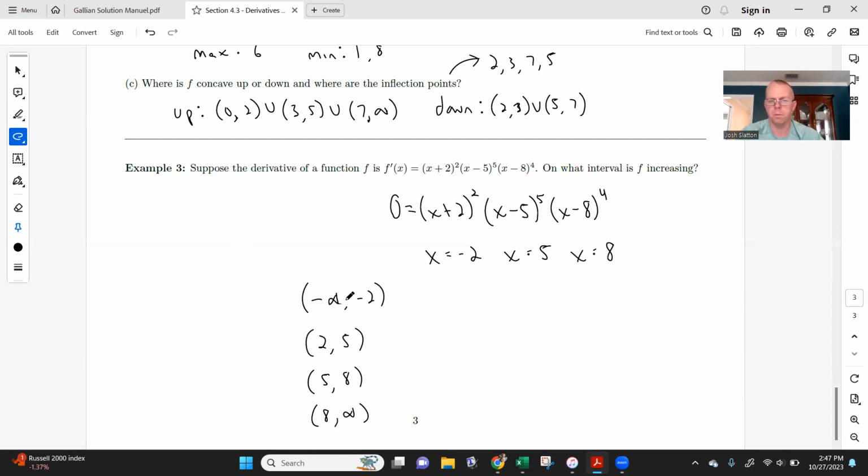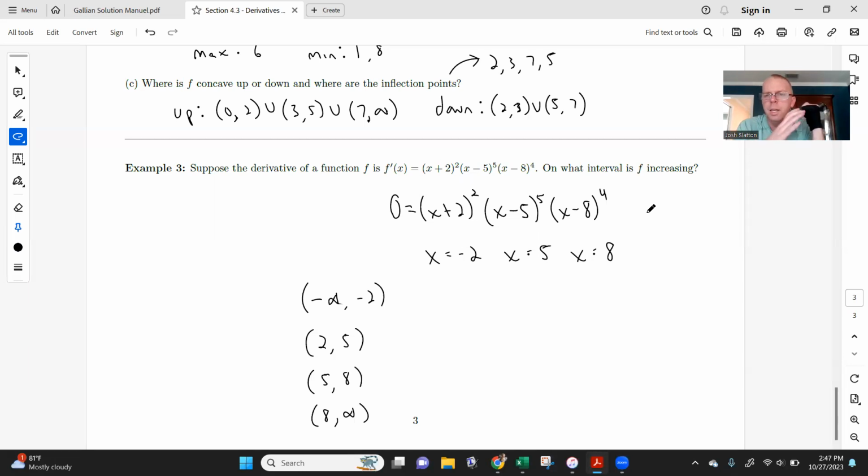And we need to see on this interval, is the derivative positive or negative? If it's positive, the function is increasing. If it's negative, the function is decreasing. Now, this is very easy, and I'll tell you why. When it's factored like this, if you're plugging in any number for x, we're going to square it. So that's positive. This factor is always positive because we're squaring it. Same way, this factor is always positive because we're raising it to the 4th. Raise it to an even power, it's going to be positive. So really, we only have to worry about this one. If this is positive, the whole thing is positive. If this one's negative, the whole thing is negative.